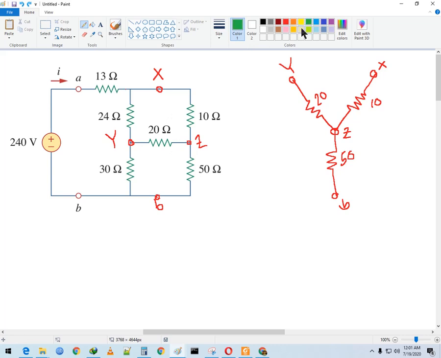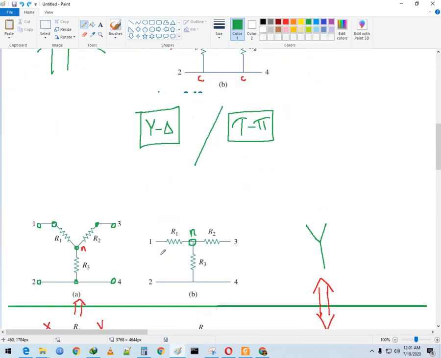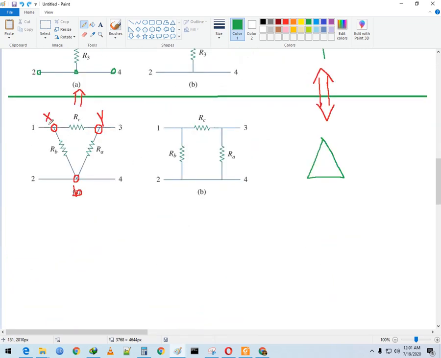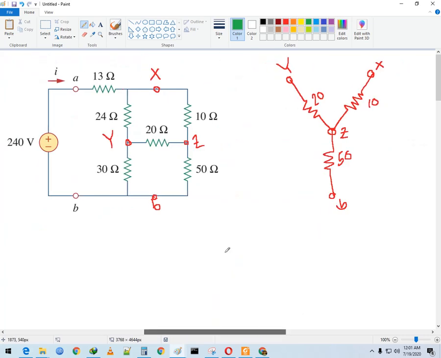So if we can manage to make it a delta, what would it look like? If you remember, for a delta, all these three nodes are connected to each other. How does a delta circuit look like? All the elements are connected to each other, X, Y, and the other node B. So if you have three elements, they are connected to three different nodes. So let's go back to our example. Say we have this X, Y, and B node common to this Y circuit.